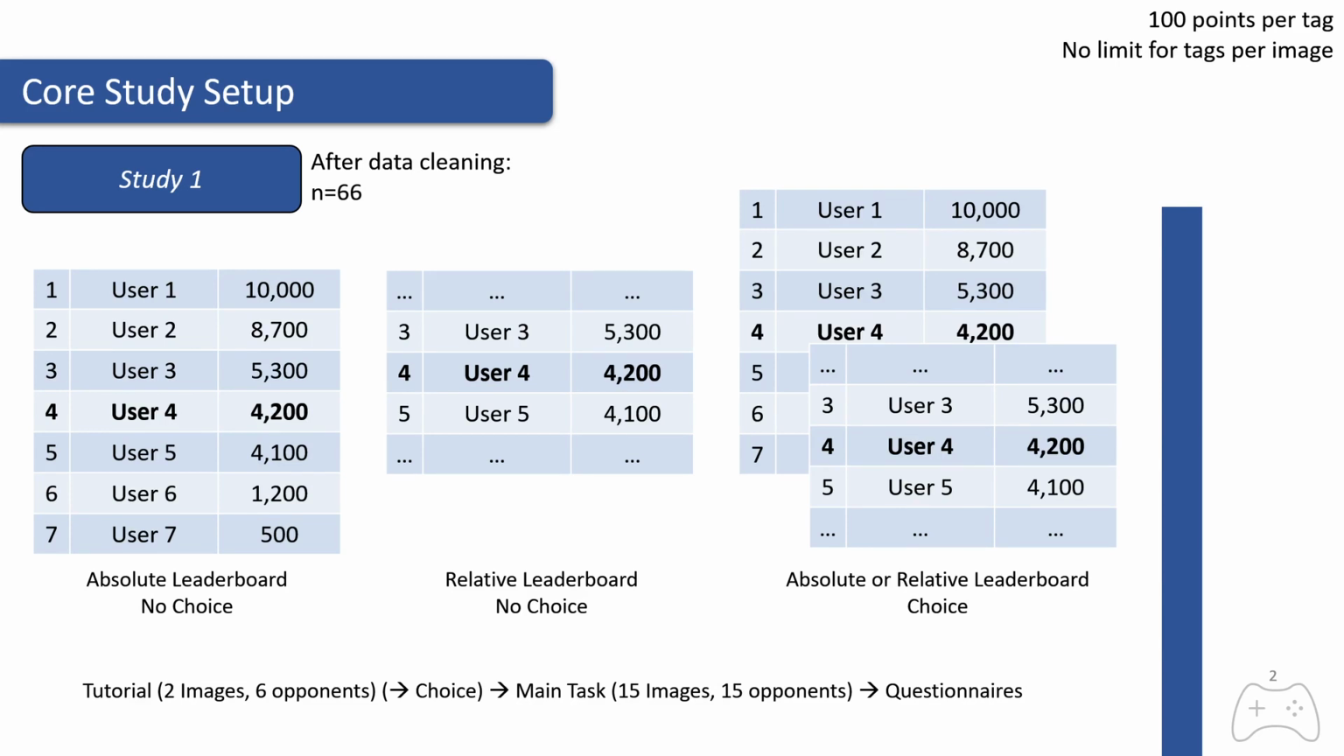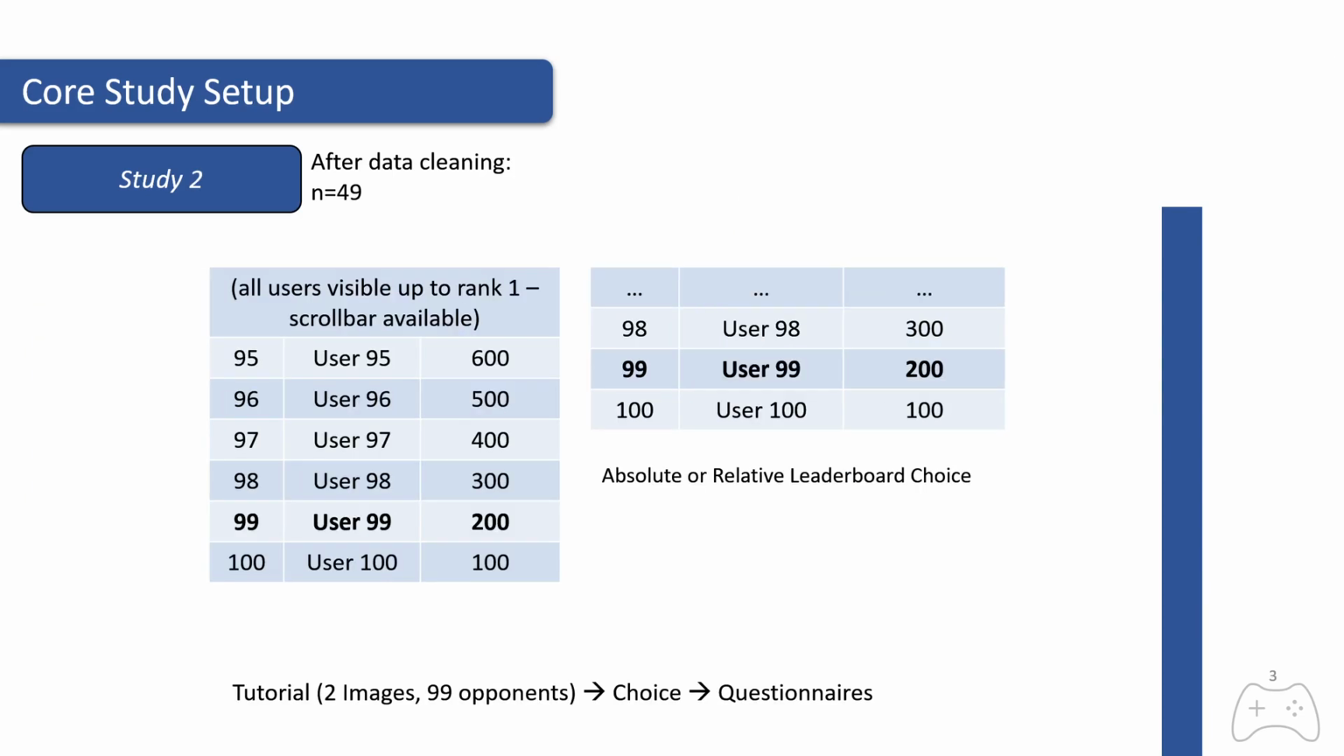The main task in all conditions consisted of the same 15 images that were already often used in the related work to have comparable results. Per tag, they would gain 100 points, and there was no upper limit for the number of tags per image. We also did a follow-up study in which only the choice condition was used, but with the difference that in the tutorial, this means before they needed to decide on the leaderboard type, instead of showing 6 opponents, we showed 99, as we were interested whether this impacts the choice.